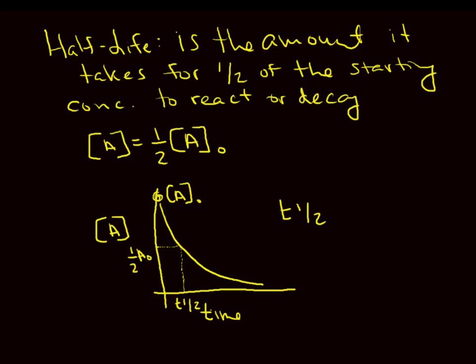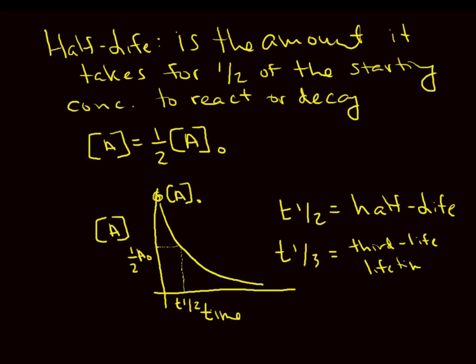T 1/2 is our half-life. And on the other hand, if we had T 1/3, well, that would mean our 1/3 life, or the amount of time it takes for 1/3 of the starting material to react or decay. And so we can just go with that logic to look at a third life, lifetime.